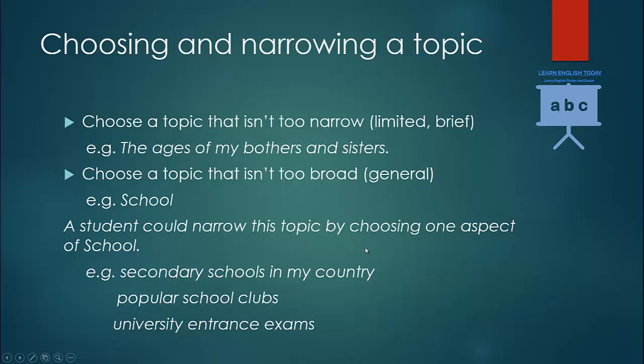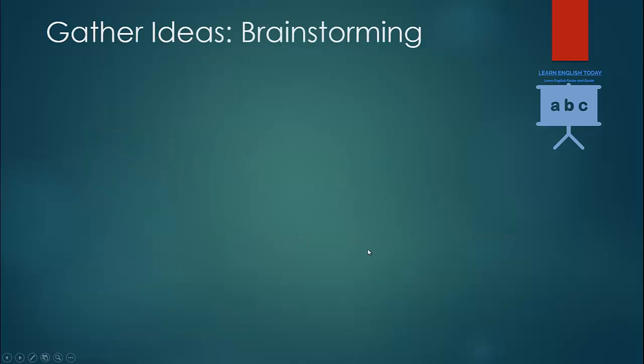Okay, next, gathering ideas. How do we gather or find ideas? There is a very good skill called brainstorming. It is somehow like a storm that starts in your mind. A storm includes hundreds of drops of water. So you just imagine, or your brain thinks, about ideas about your topic.